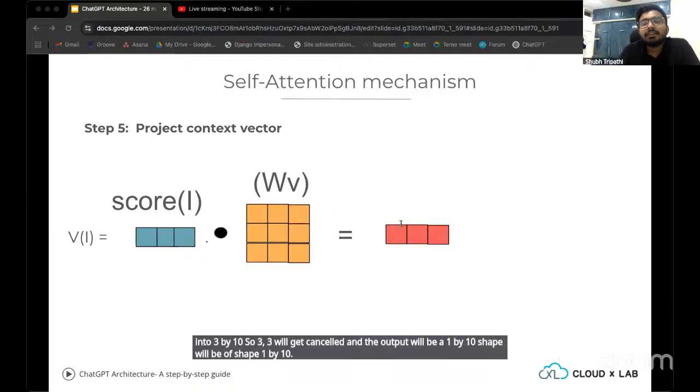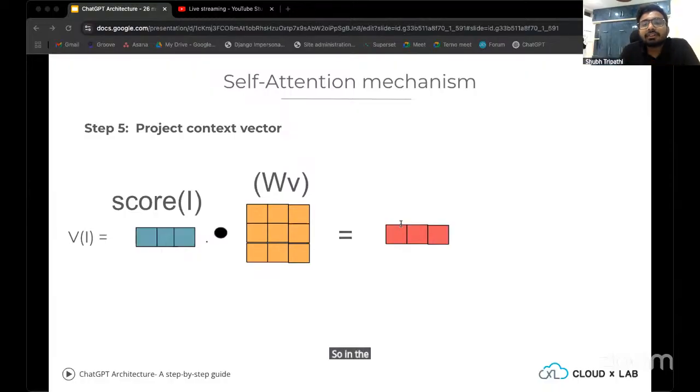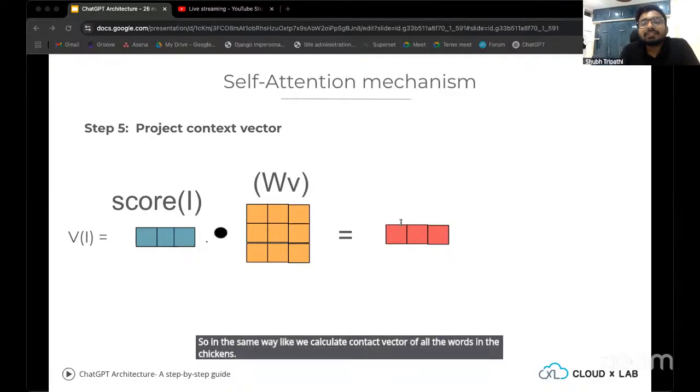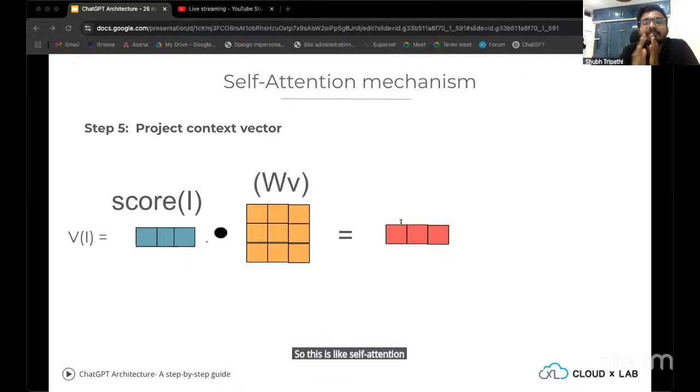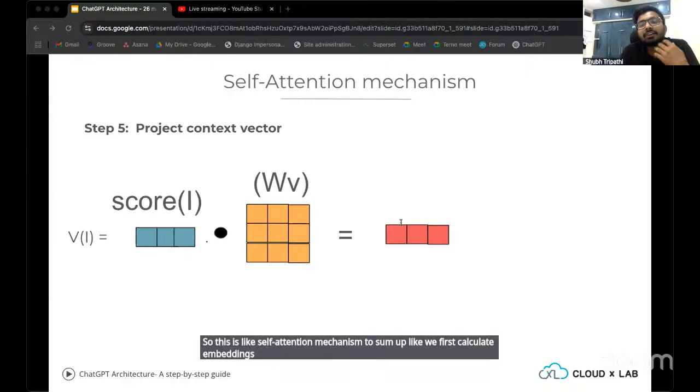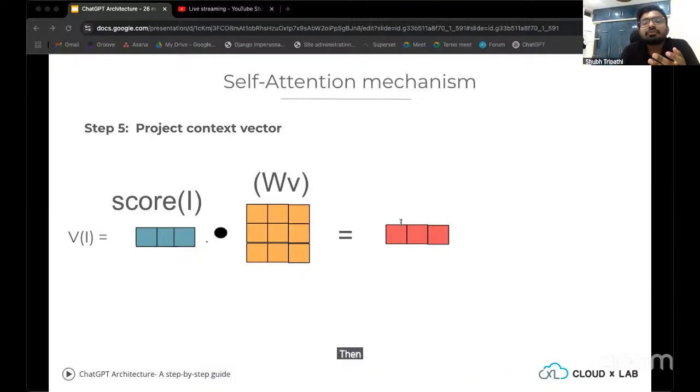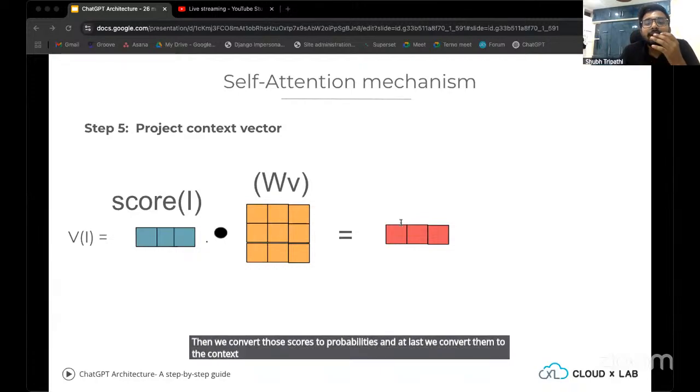In the same way, we calculate the context vector of all the words in the sequence. So this is the self-attention mechanism. To sum up, we first calculate embeddings, then we calculate the attention scores using query and key vectors. Then we convert those scores to probabilities, and at last we convert them to the context vector using the value weight matrix. By dynamically adjusting focus based on the context, self-attention helps transformers understand and generate language with remarkable accuracy.